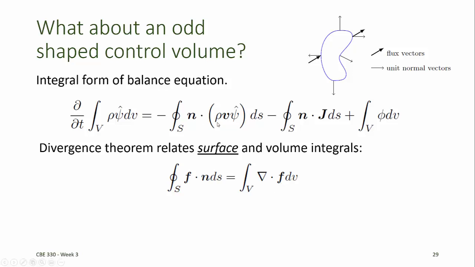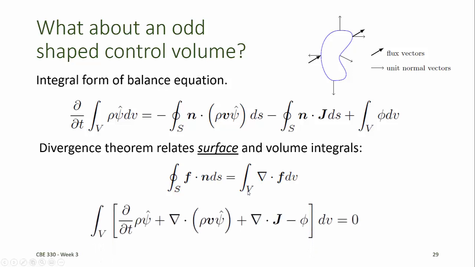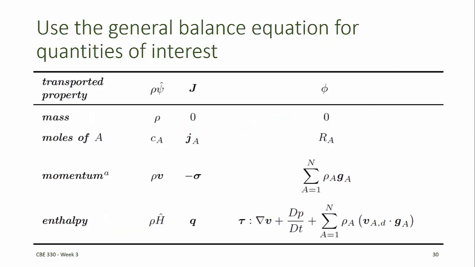Since we have the dot product of a unit normal vector and a vector field in each of these surface integrals, they can be converted using the divergence theorem to the corresponding volume integrals. Then we can take all of the volume integrals and combine them on the left-hand side of the equal sign. Notice the advective and diffusive flux terms here that were dot products with unit normal vectors are now converted to divergences. This is an equivalent integral form of the balance equation for the extensive property psi over any bounded Eulerian control volume. Now to derive balance equations for quantities of interest, we'll replace psi, the diffusive flux term J, and the volumetric rate of generation phi with the appropriate variables.